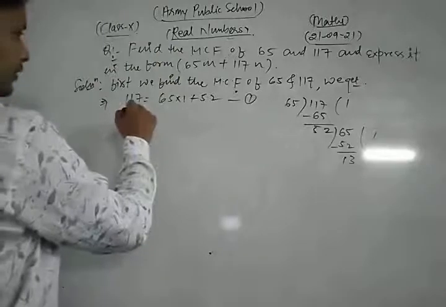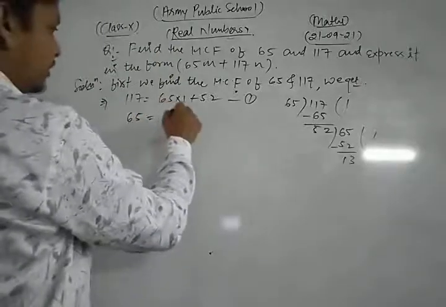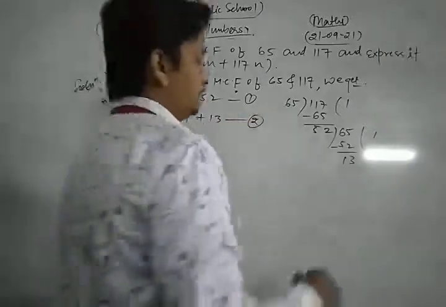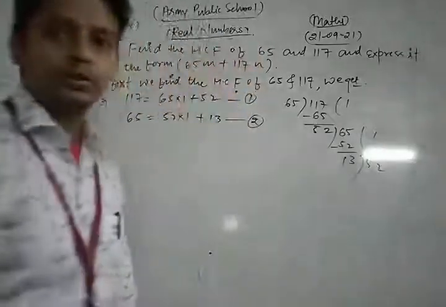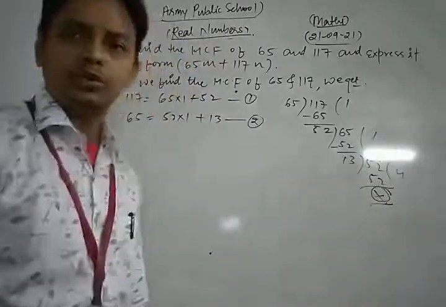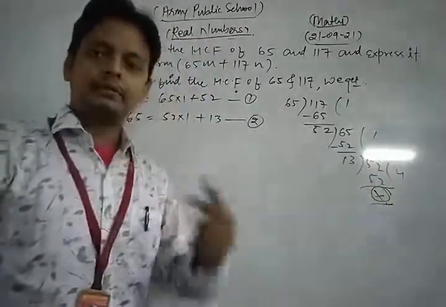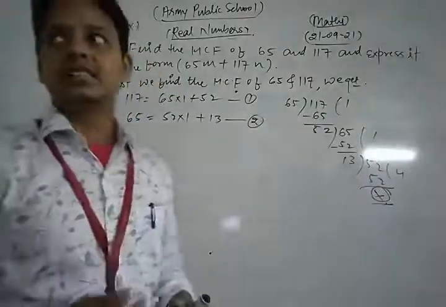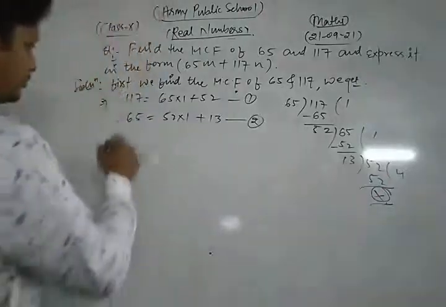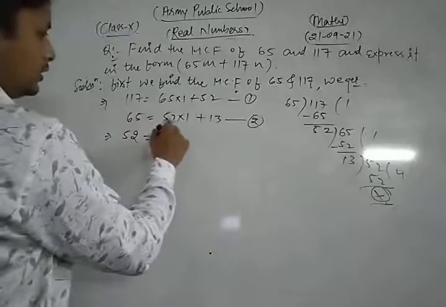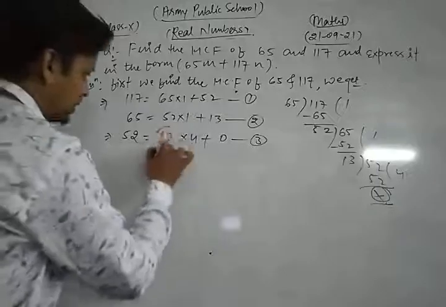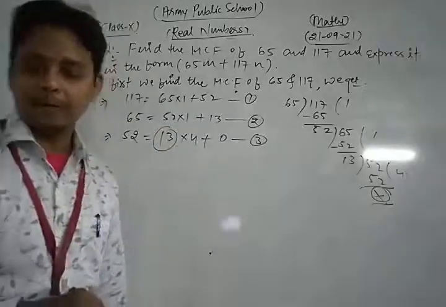So 65, the dividend, is equal to divisor 52 into quotient 1 plus remainder 13. We take this as equation number 2. Now again using the same concept, we divide 52 by 13, and now the remainder becomes 0. So we further divide till the remainder becomes 0. This last divisor is our HCF. So 52 is equal to 13 into 4 plus 0. Thus the last divisor is 13.